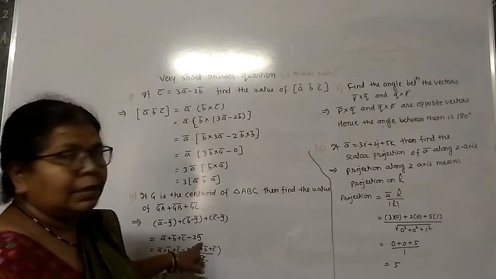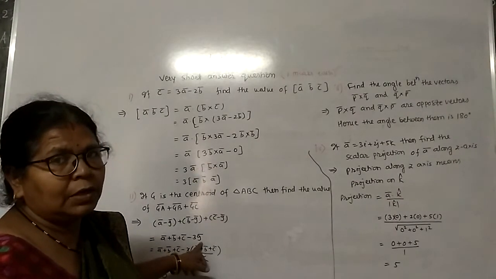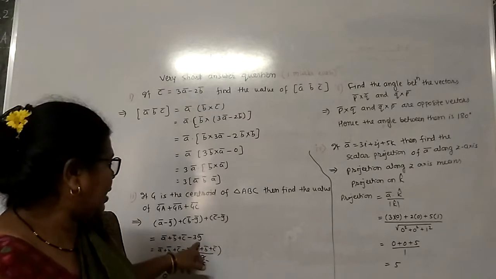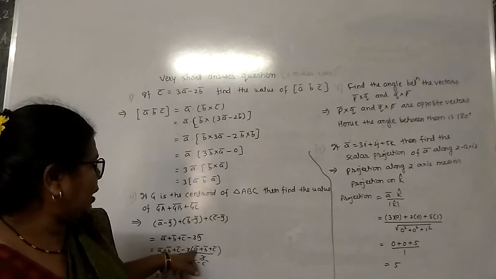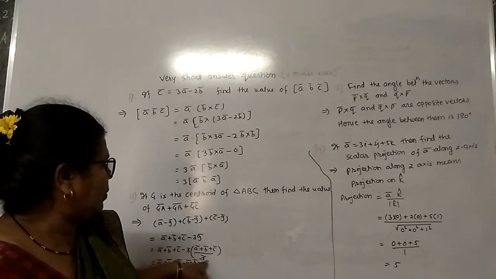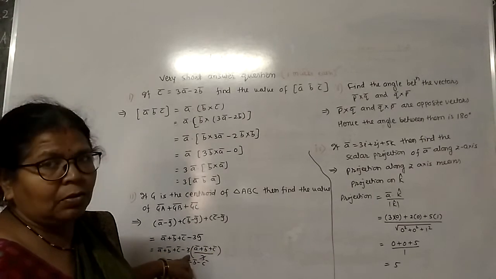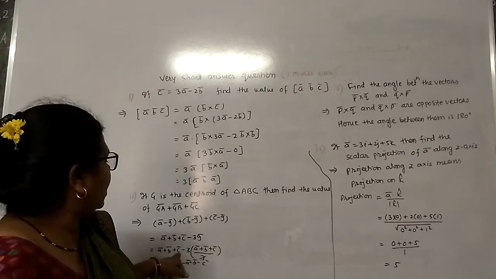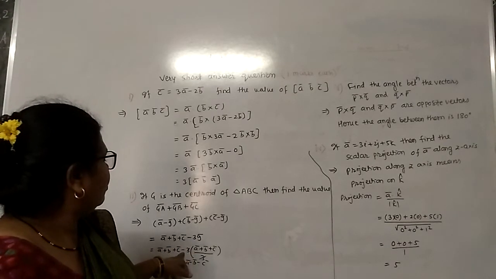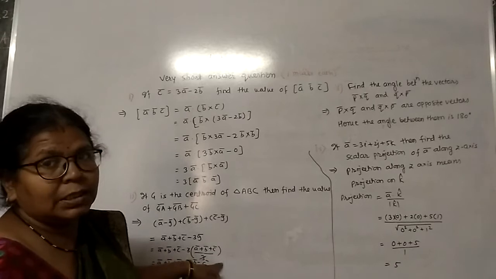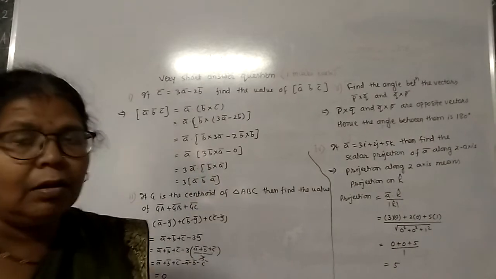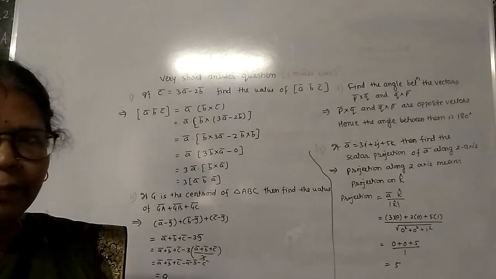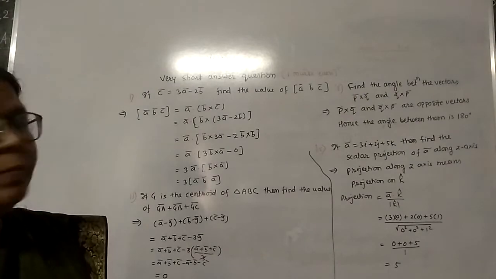3G bar. Then here write the formula of centroid. What is the centroid formula? G bar equals A bar plus B bar plus C bar upon 3. These 3 and 3 cancel. And what will it become? A bar plus B bar plus C bar minus A bar minus B bar minus C bar. Everything cancels, and the last answer is 0. Okay? Then see question number 3.